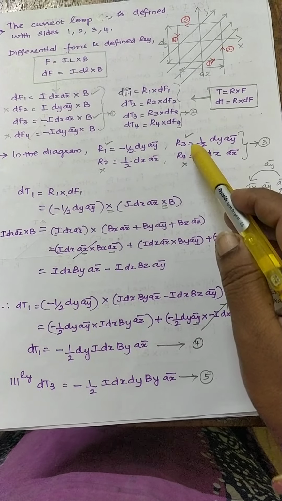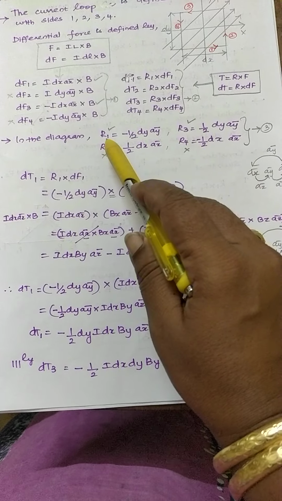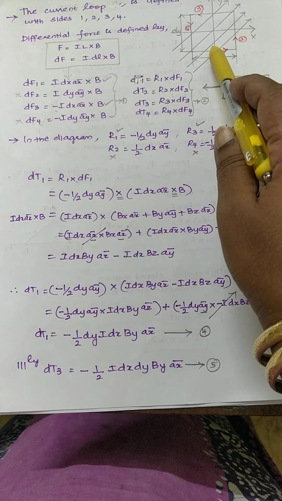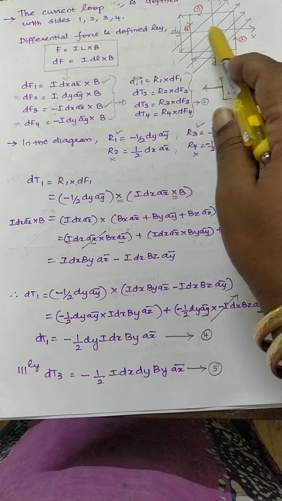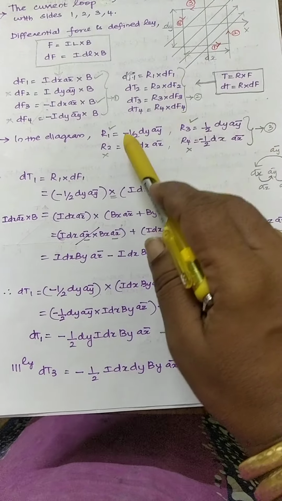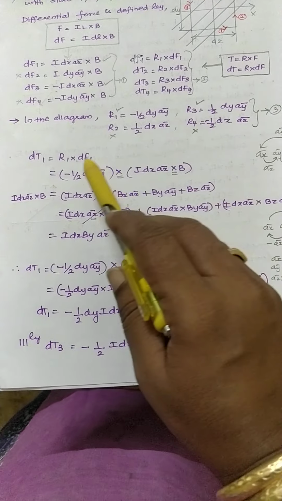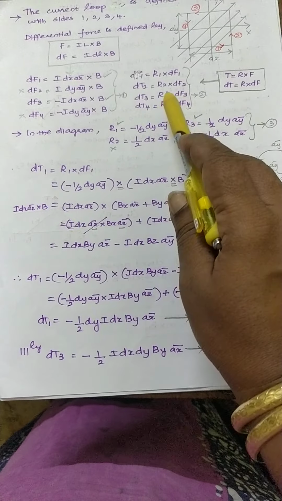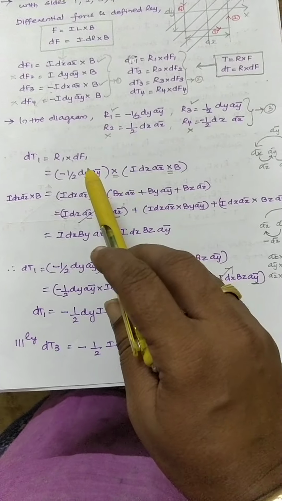Likewise I am writing R3 and R4, from which I can identify that R1 and R3 are opposite. This is R1, this is R3, this is R2, this is R4. So only the sign differs. Now I need to find the torque. So for dT1, you take R1 cross dF1.